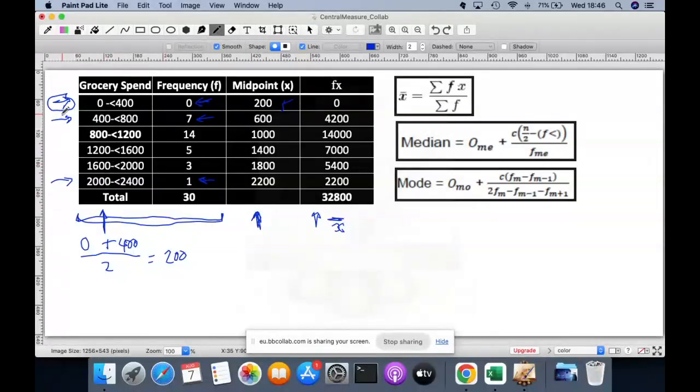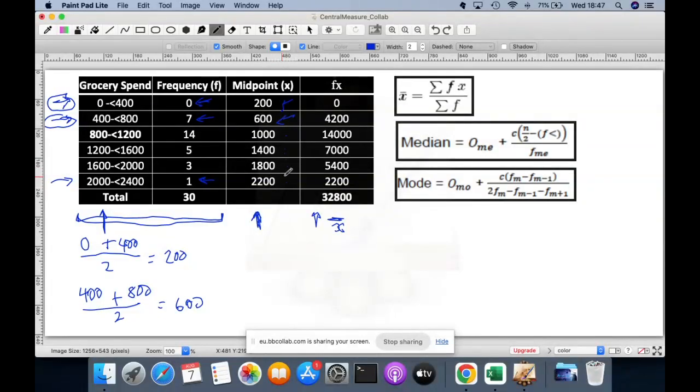So we do the same thing for the next row. We're going to add the lower limit, which is 400, plus the upper limit, which is 800, and we divide that by 2. And we get 600. And that's how we get the next midpoint. And so you see where I'm going with this. You do the same process all the way to the last row. That's how you get the midpoints, 200 all the way to 2,200.